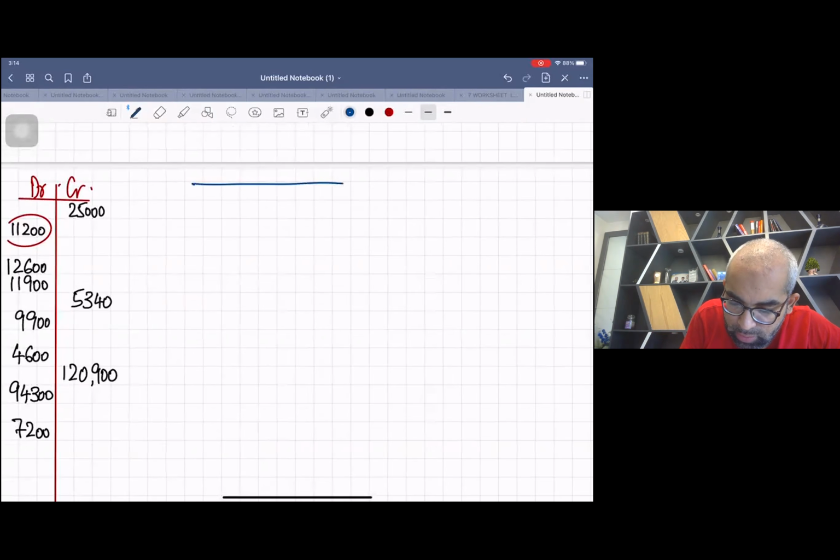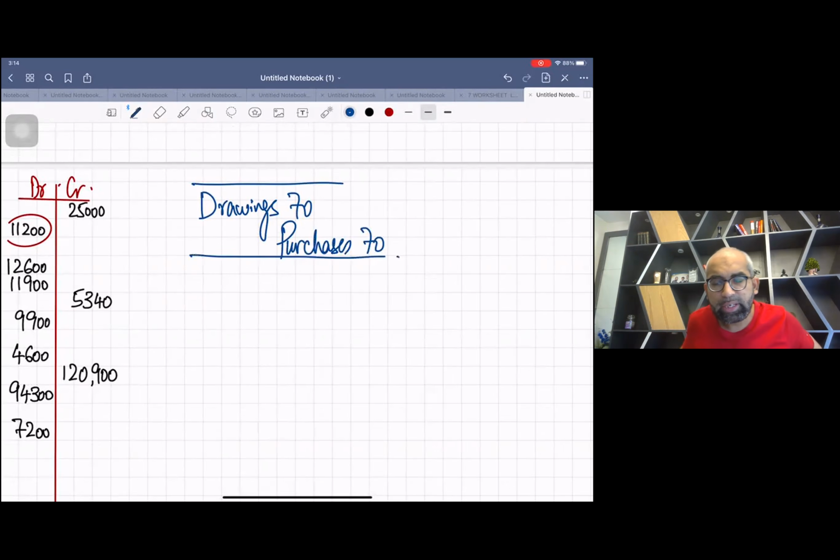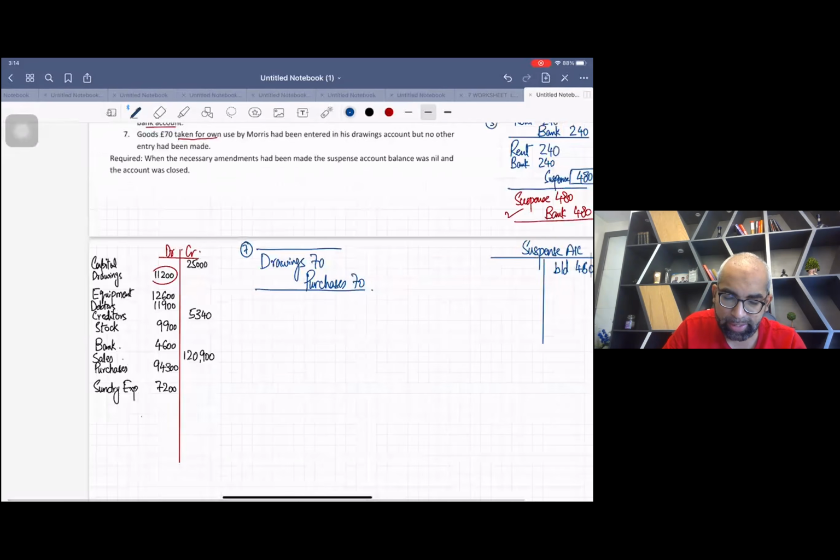The first entry for stock drawings is, listen, I taught you this recently. Drawings debit 70 and purchases credit 70. This is the entry we should have made. Now see what we actually made.